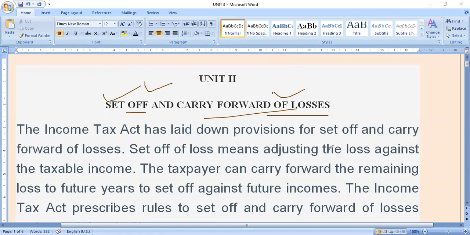So set off means something which is we have to show our present year loss in the assessment year's income tax. No, not like that. I will explain how it works. I will show you with an example.